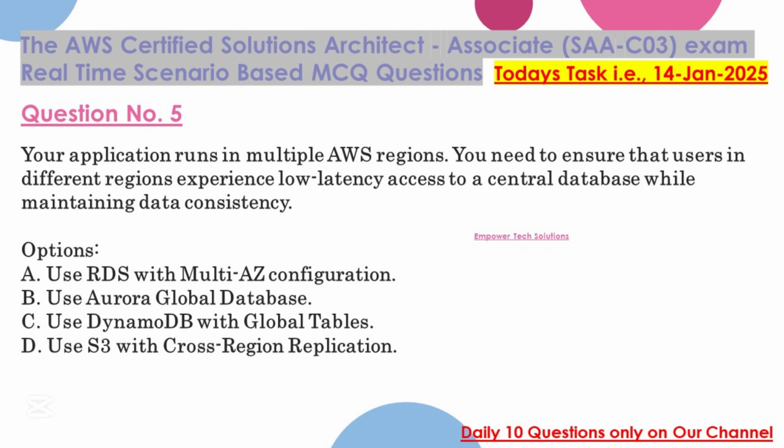Your application runs in multiple AWS regions. You need to ensure that users in different regions experience low-latency access to a central database while maintaining data consistency.